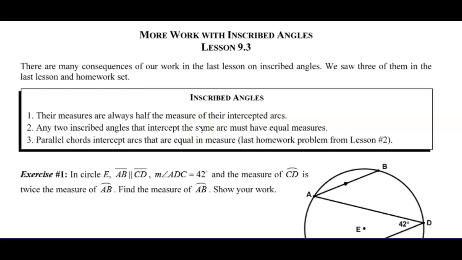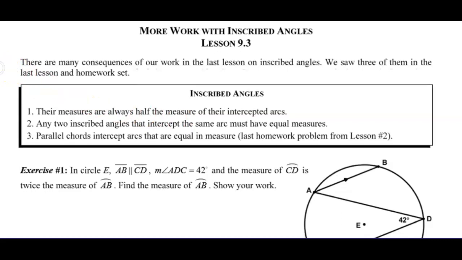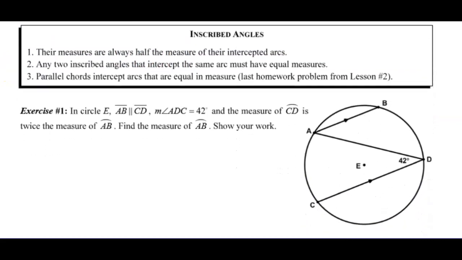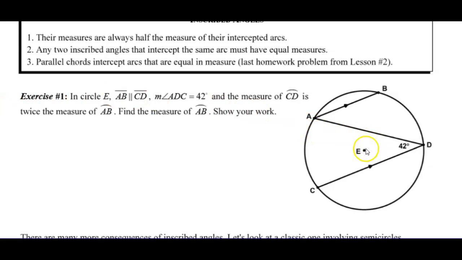And that came from the last homework problem, the last classwork problem that we just worked through. So let's take a look at a couple of exercises here, and continue our work with inscribed angles. So circle E has a center point E. AB is parallel to CD, and that's marked with the arrows. Angle ADC is marked at 42 degrees, so all that's already there for you.